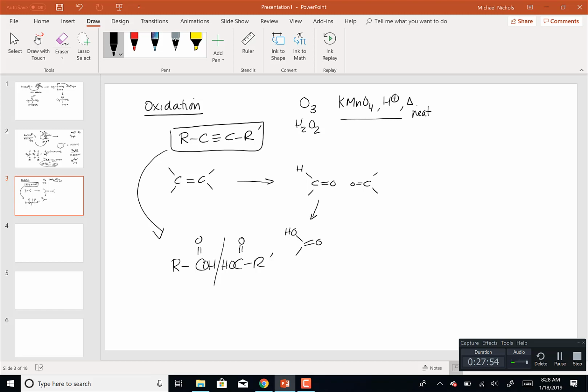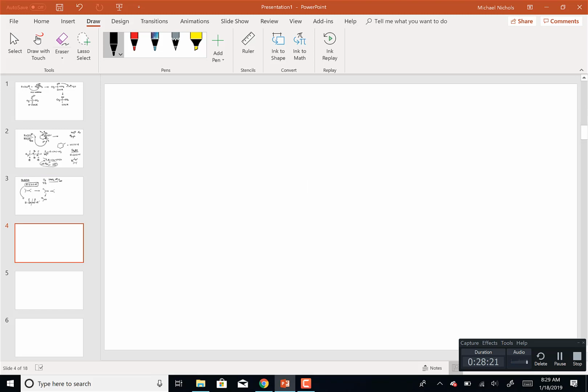So that was the oxidation part of the triple bond. And I don't think in the book they add like 4 OHs to the triple bond. I don't think they do that reaction. So then the other thing is reduction of the triple bond.